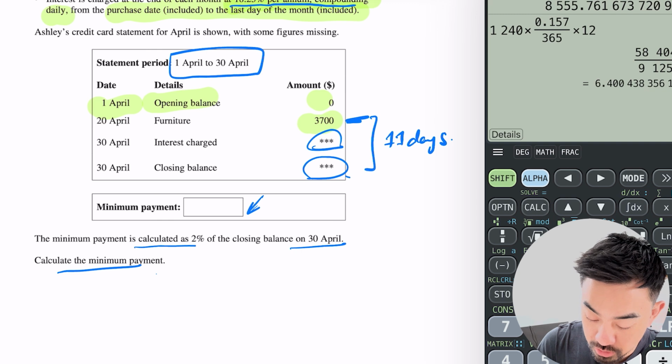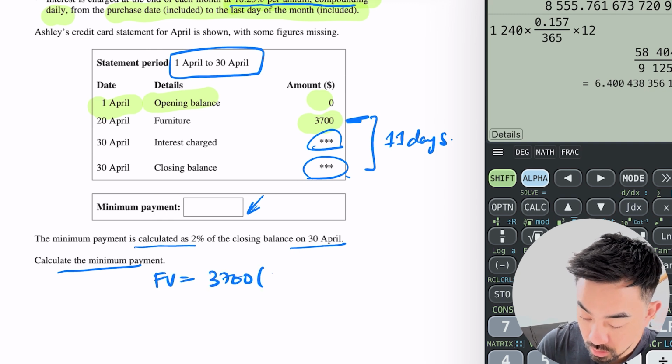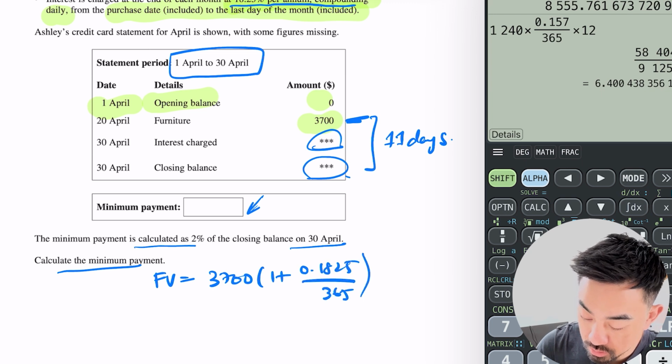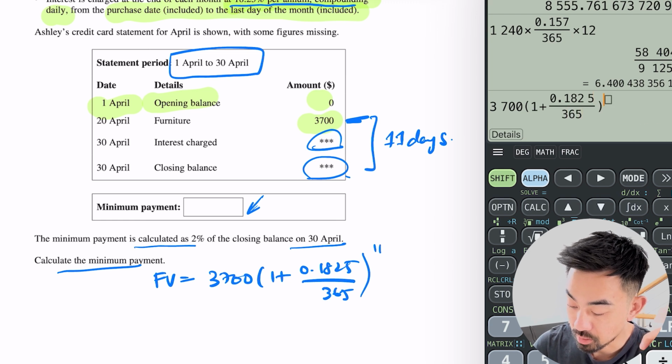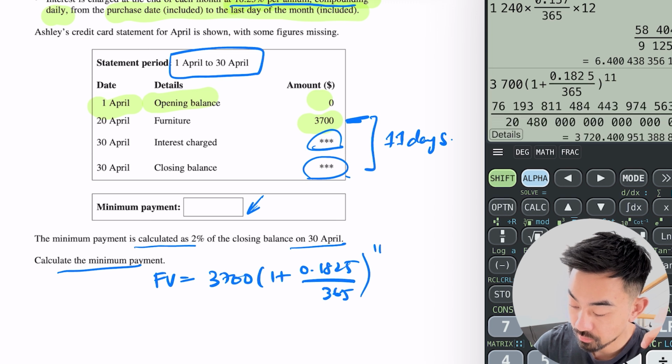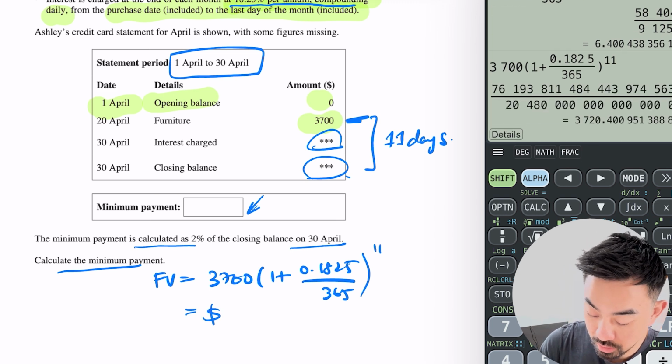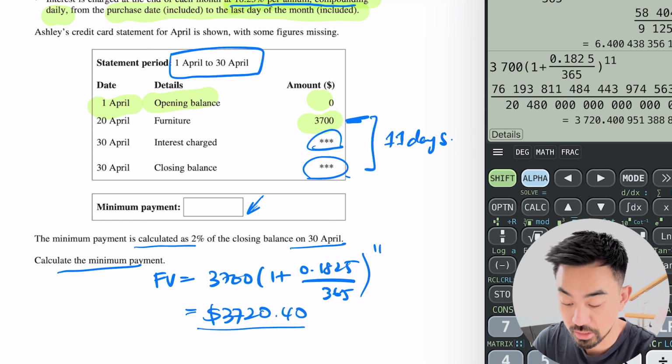So your formula is going to be, your future value is 3,700 times 1 plus 0.1825 over 365, to the power of 11 days. Okay, so that is going to be $3,720.40. So that's the total owed. In other words, that's the closing balance.